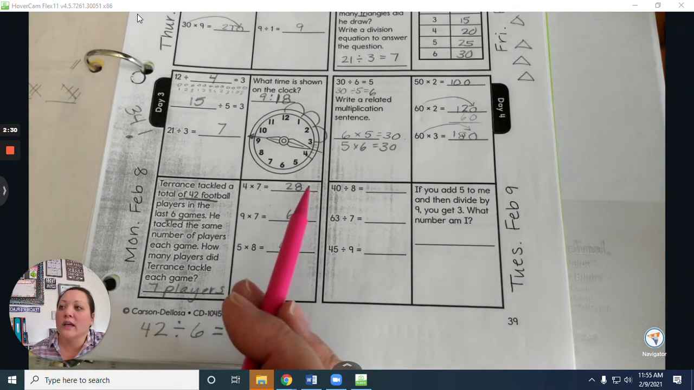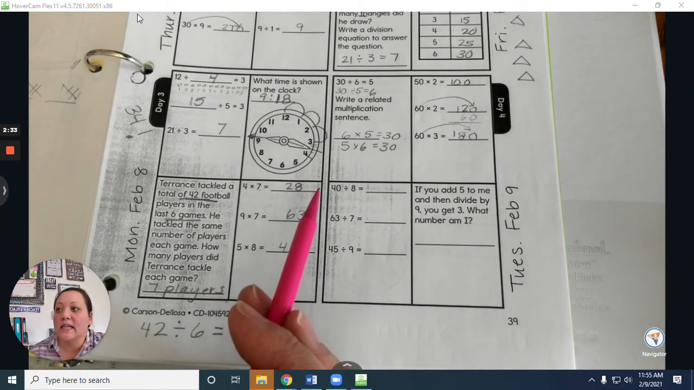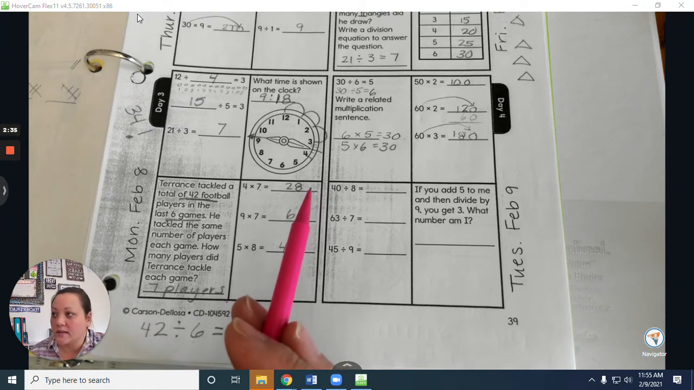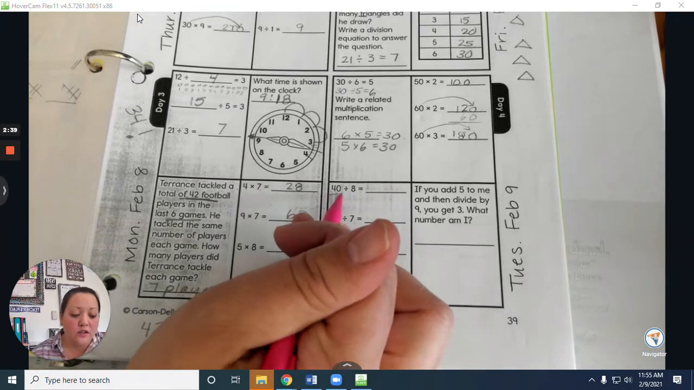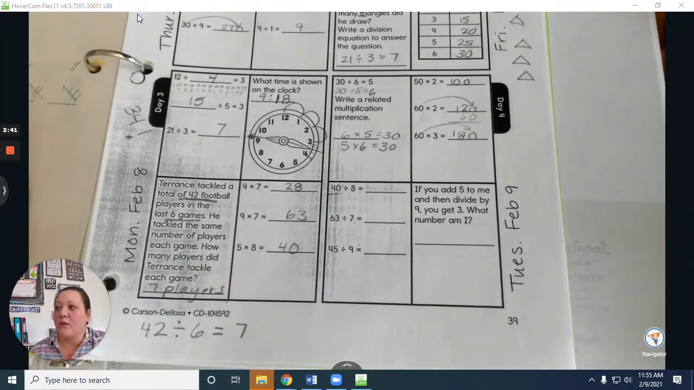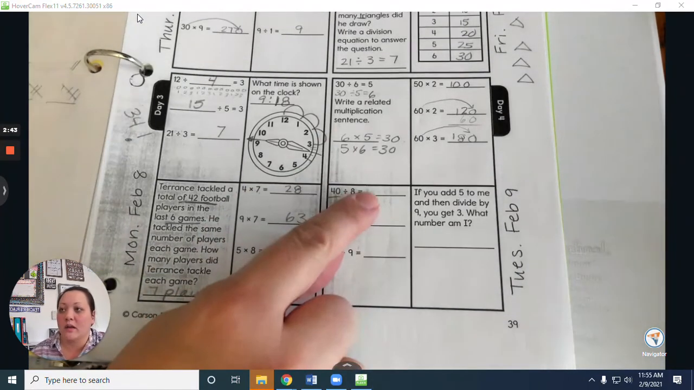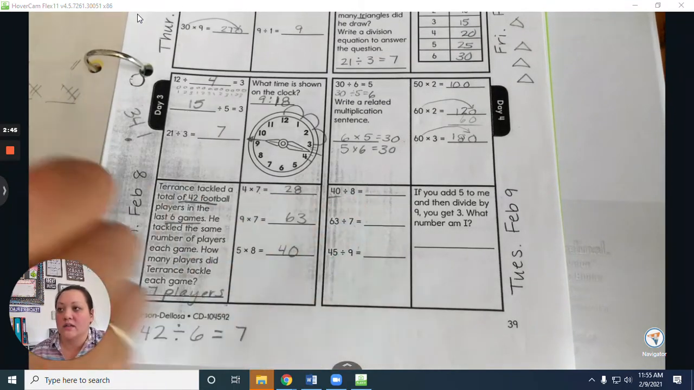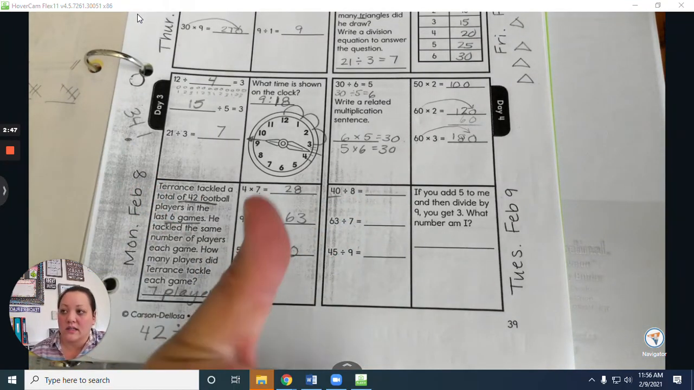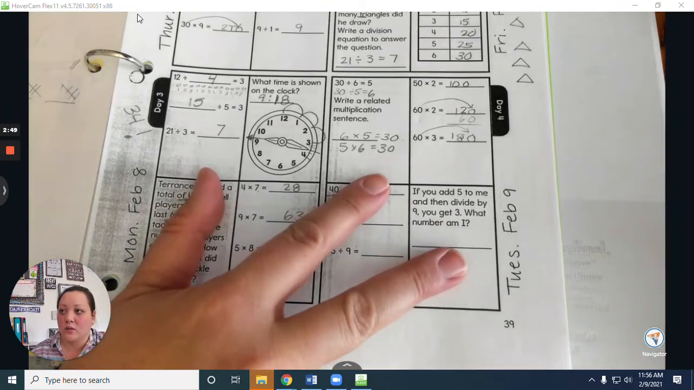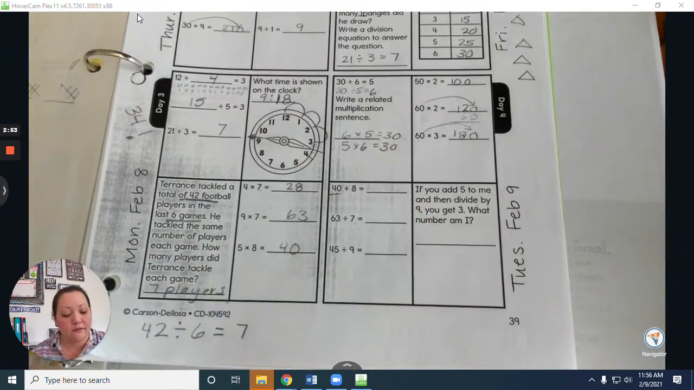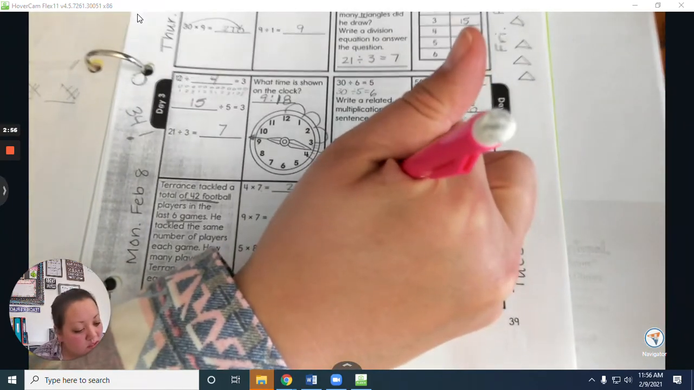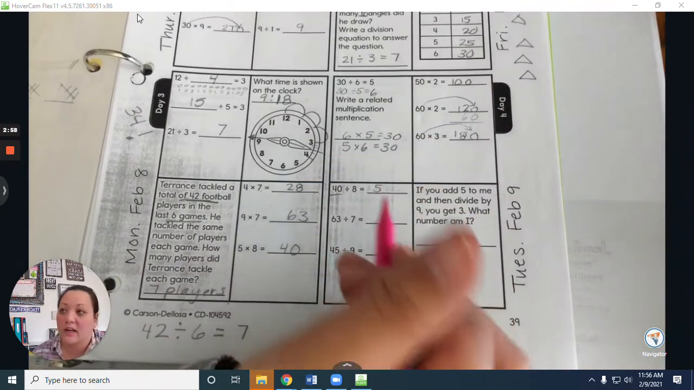Okay, if I have 40 items and I divide them into 8 pieces, how many groups would there be? Well, I could start by skip counting. I have 40, and I'm going to be dividing them into 8, so I could do 8, 16, 24, 32, 40. So I did that 5 times. I used my skip counting ability to figure that out.